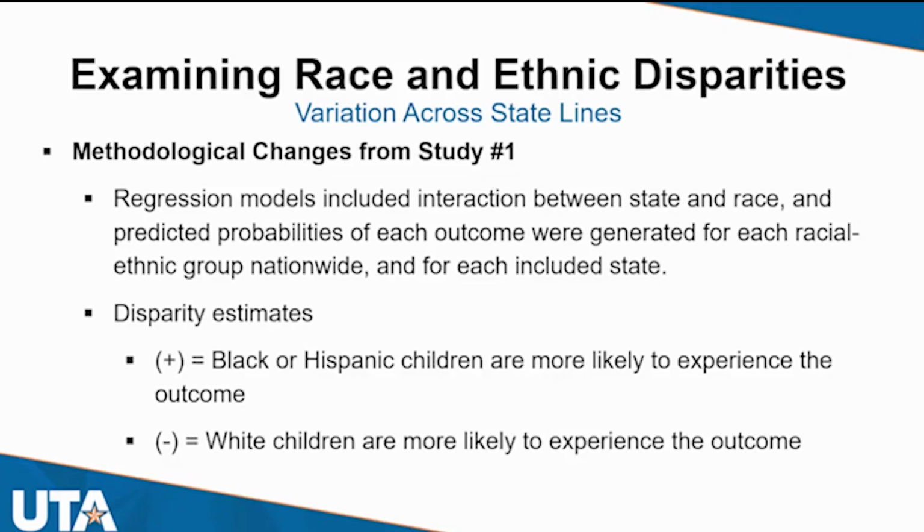A slight modeling difference was that I included an interaction term between state and race or ethnicity, and the predicted probabilities were generated for each racial or ethnic group for each state. The size of the disparity was then simply mathematically generated, by subtracting the estimate for the racial or ethnic group of children from the white estimate. So if it was a positive number, Black or Hispanic children were more likely to experience the outcome, meaning unmet need or difficulty accessing mental health care. And if it was a negative number, then white children were more likely to experience the outcome.